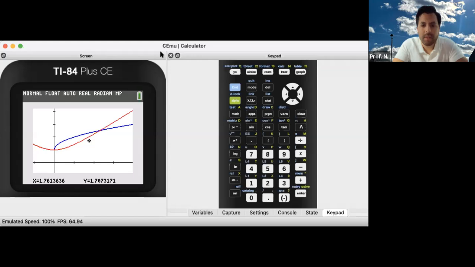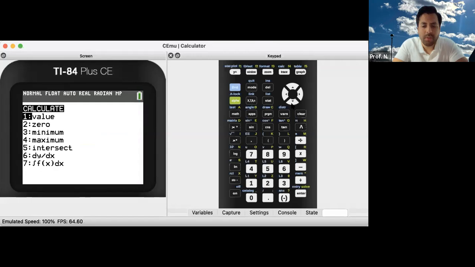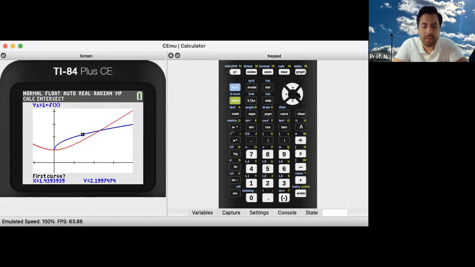Second trace. Thank you, Cindy. Yeah. So we go to second trace, and then we choose intersect, number 5. And then we can get close. We can move the cursor with the left and right arrow keys. Once we get close to where they intersect, we press enter for first curve, second curve, and enter again, and then it's going to guess, quote unquote. Numerically, whatever it does underneath the hood, we don't really know at the moment, but it does the work.